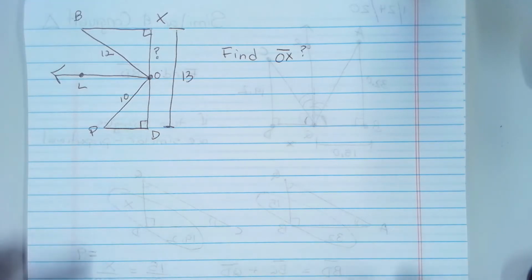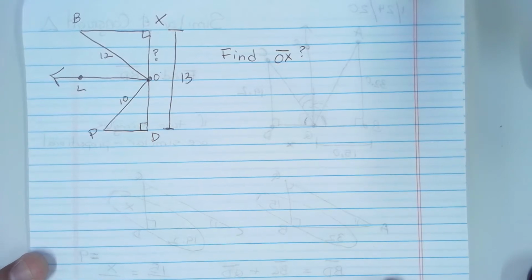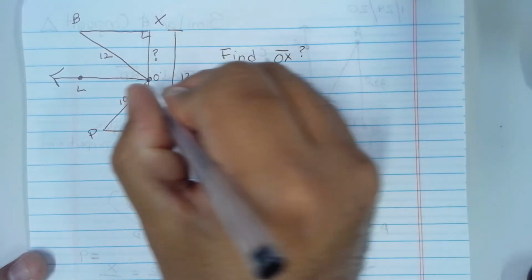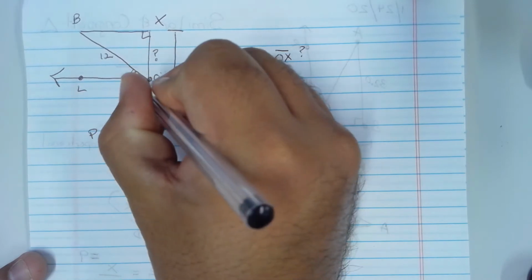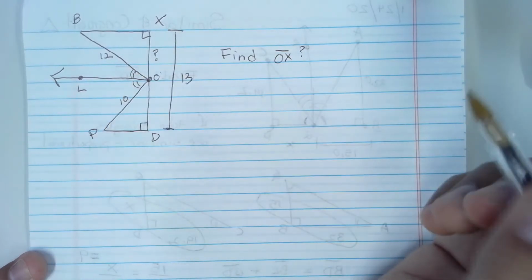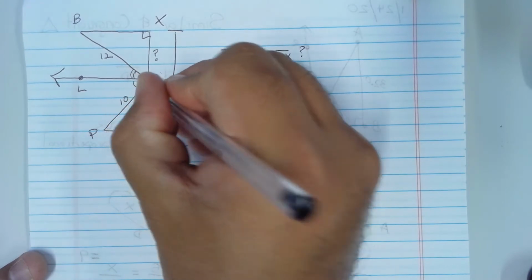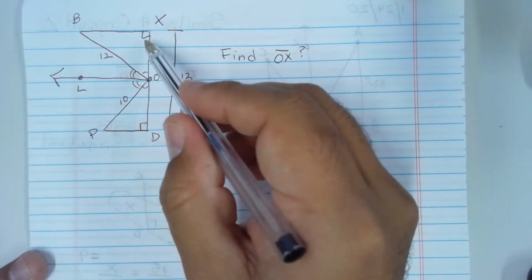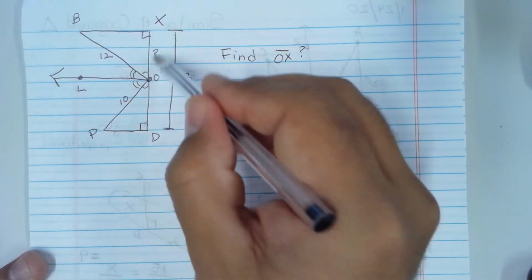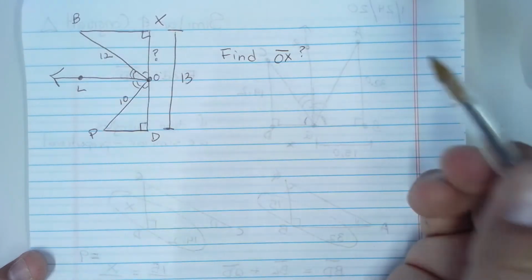All right. So we have another question. It says in the diagram below, ray OL is perpendicular to segment DX. So again, it also tells us that these two angles are congruent. If those two angles are congruent, then these two must be congruent. Once again, we know that these two triangles are in fact congruent.